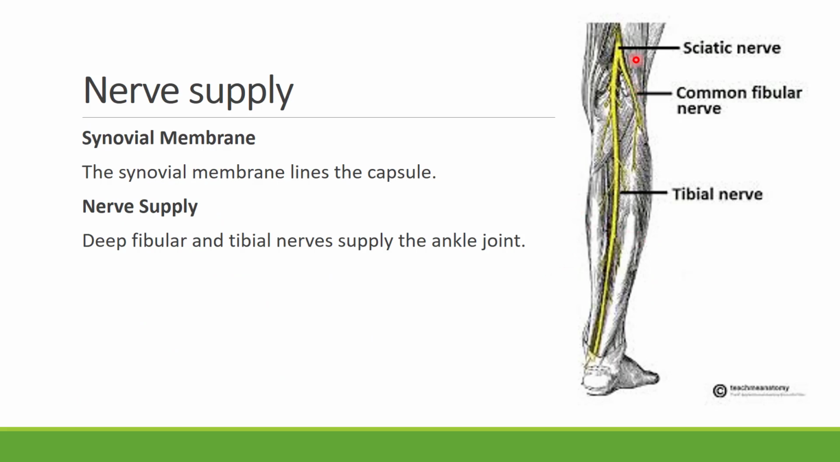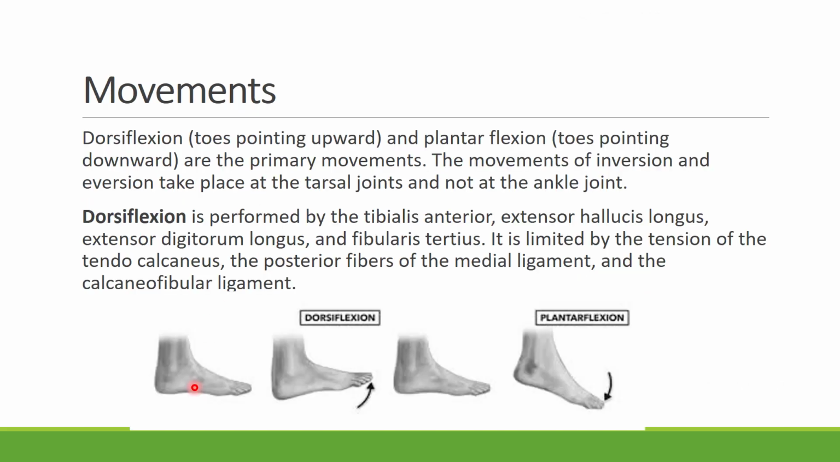The nerve supply is the common fibular nerve. See here, this is the common fibular nerve, which is a branch of the sciatic nerve, and the tibial nerve, which is also a branch of the sciatic nerve. These two nerves will supply the ankle joint. The common fibular nerve is divided into the deep peroneal and the superficial peroneal nerve. The tibial nerve crosses the ankle joint and supplies the posterior aspect of the ankle joint, and the deep fibular nerve, a branch of the common fibular, supplies the anterior aspect of the ankle joint. The synovial membrane is also present, lining the capsule.